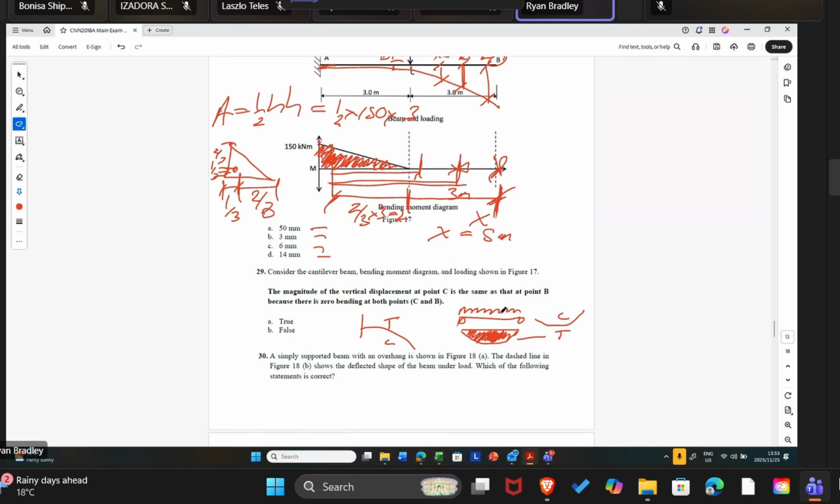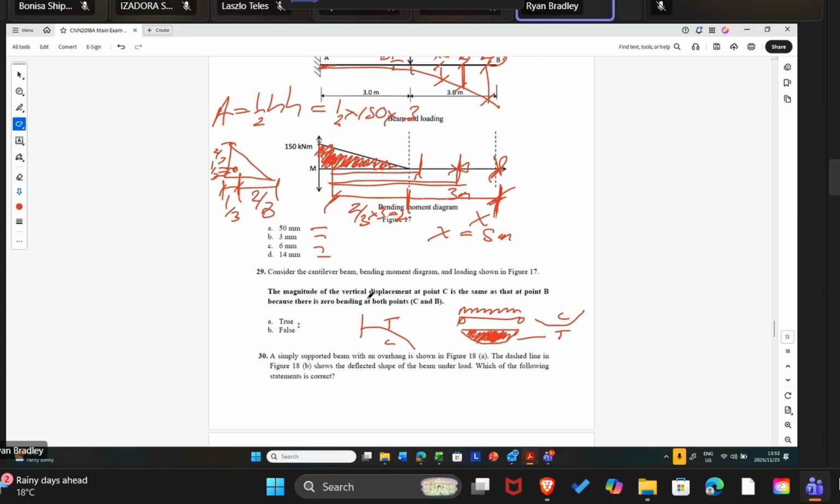Okay. Question 29 is a theory question. This one we don't have to solve. We could go about solving it and then prove it, but we don't have to. We are simply asked, is it true or false? We haven't been asked to prove it.